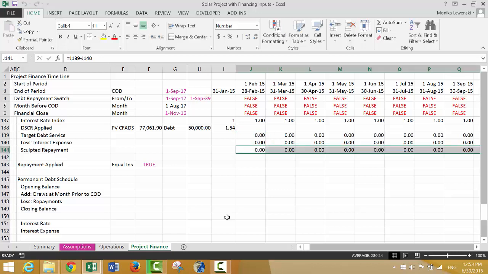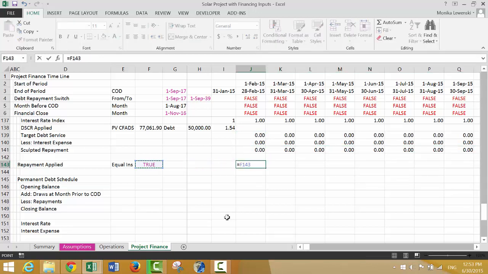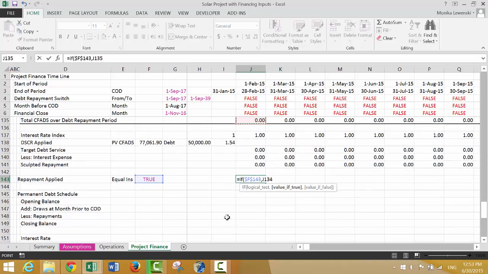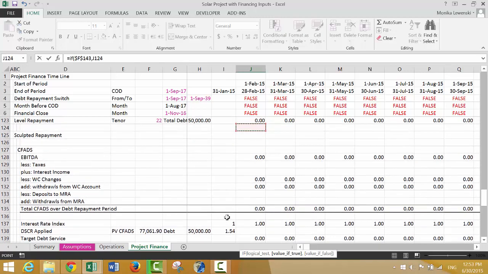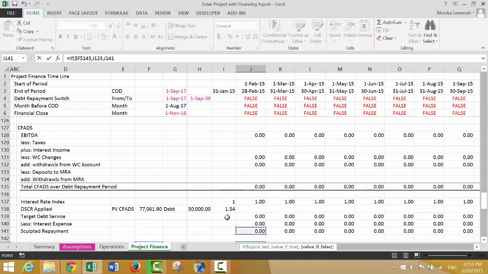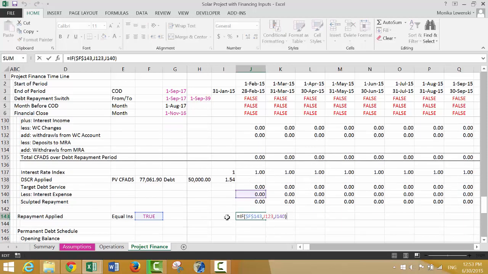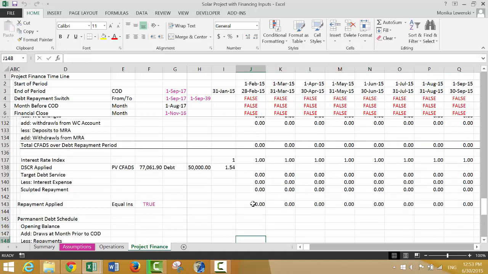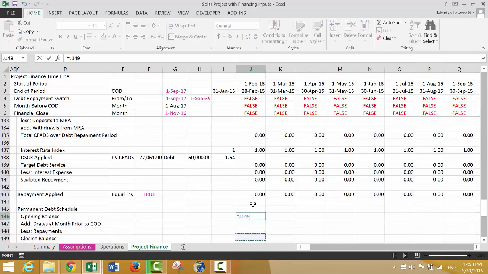Okay, and it looks like I already have this even colored, so we put F4 and we multiply that by the sculpted repayment. Oops, let's put an if statement. If this is this, then if it's equal installment, we take this one. Otherwise, we take the sculpted. Okay, and then we Shift Control R, and then our opening balance equals our closing balance, and we add.